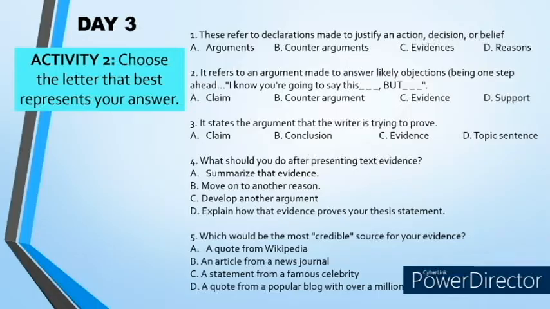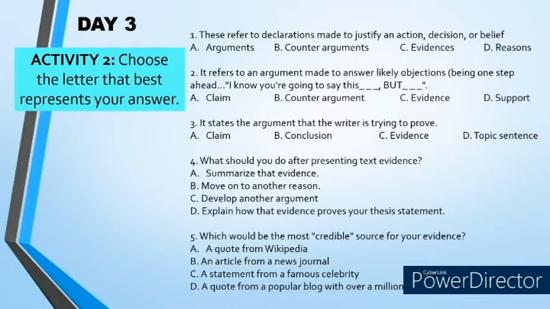Number 3, it states the argument that the writer is trying to prove. Letter A, claim, B, conclusion, C, evidence, and D, topic sentence. Number 4, what should you do after presenting text evidence? A, summarize that evidence. B, move on to another reason. C, develop another argument. D, explain how that evidence proves your thesis statement.